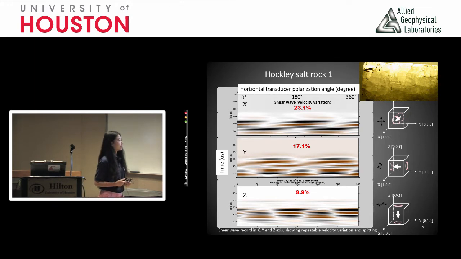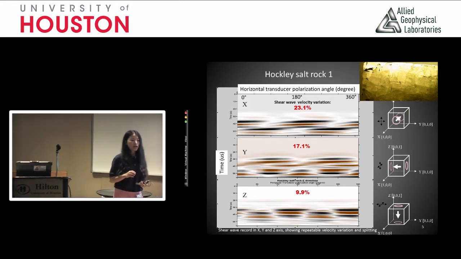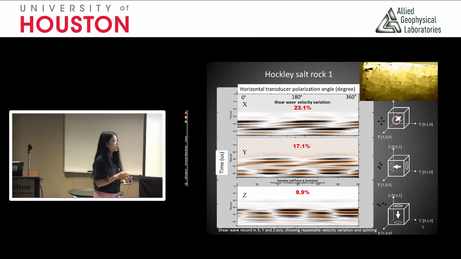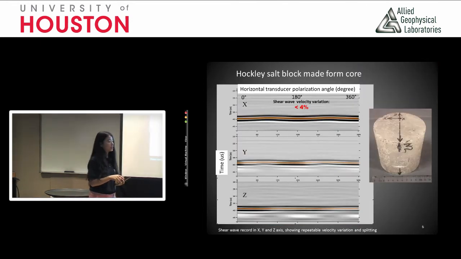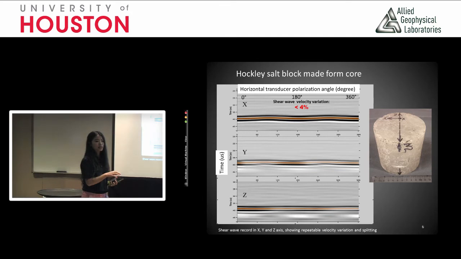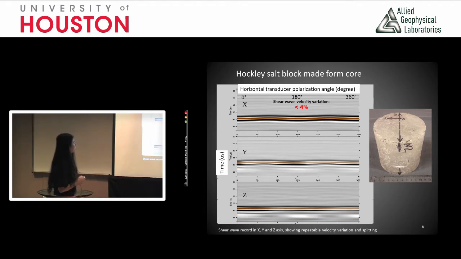And I'd like to show another sample that doesn't show that much anisotropy. This is a core also from Hockley. It has the same depth as the previous one, but a different location. It was taken from a horizontal well, and it is more isotropic compared to the previous one, and it doesn't show much shear wave splitting.